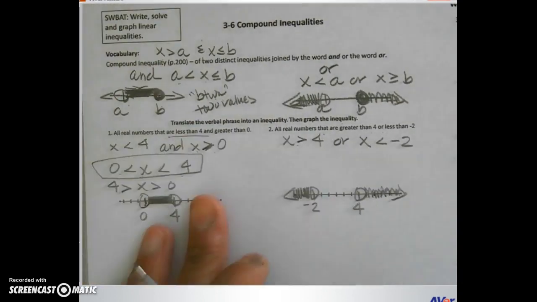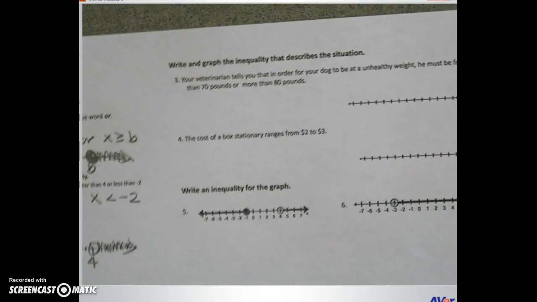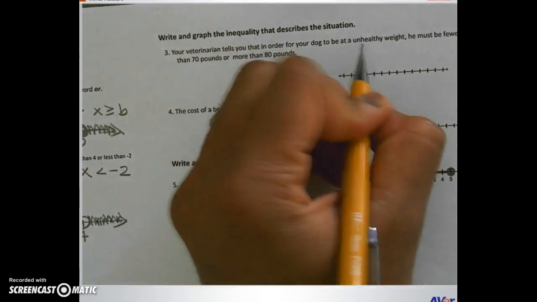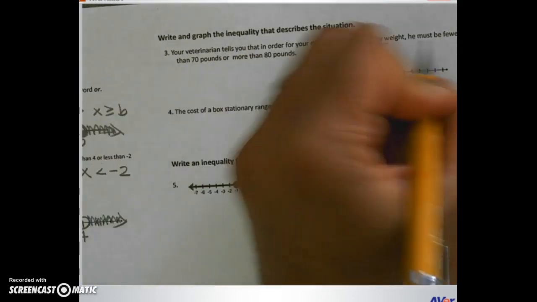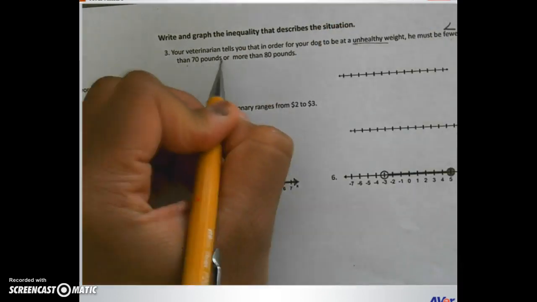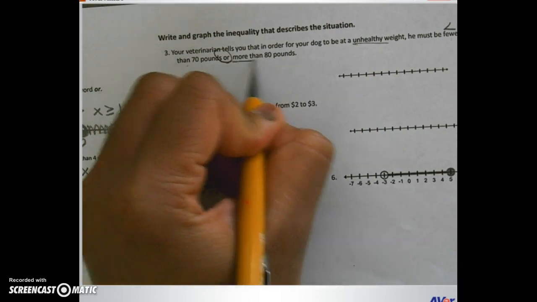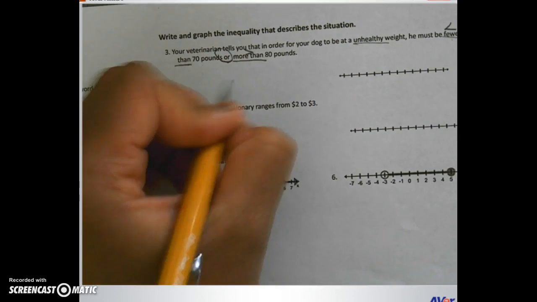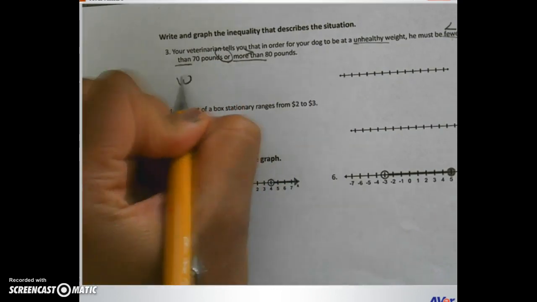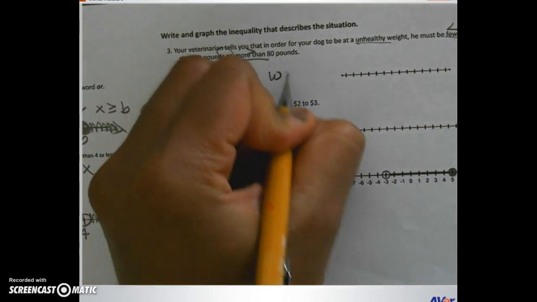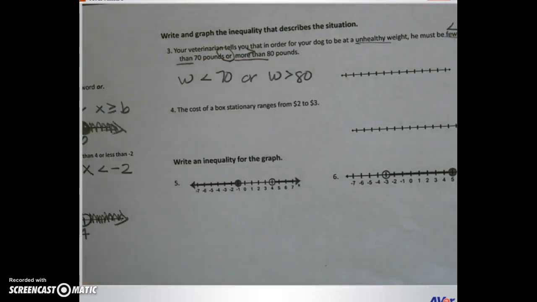Let's try some applications here, minor applications. Your veterinarian tells you that in order for your dog to be at an unhealthy weight, he must be fewer than, that means less than, 70 pounds or more than, that's another keyword, so greater than 80 pounds. So his weight, let's use W, could be fewer than, so less than 70 pounds, he's unhealthy, or if his weight is greater than 80 pounds, he's unhealthy.